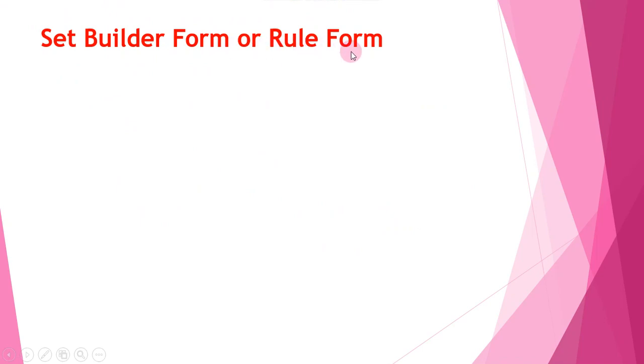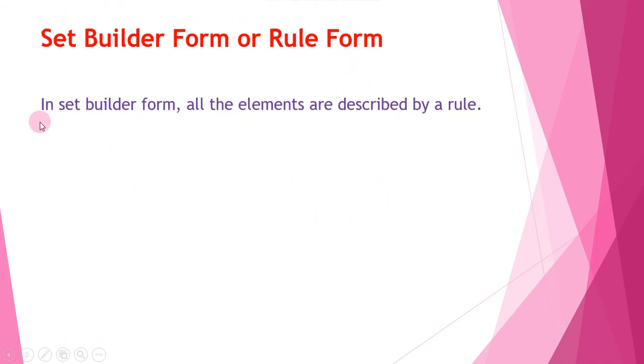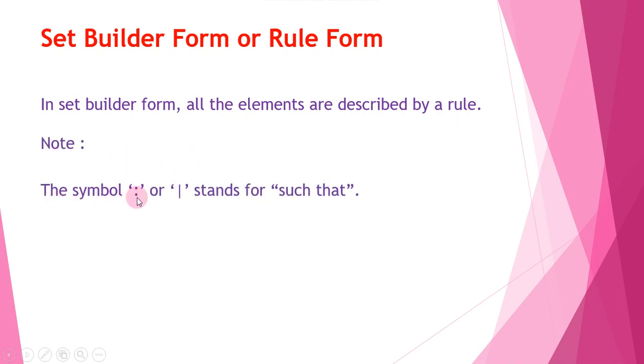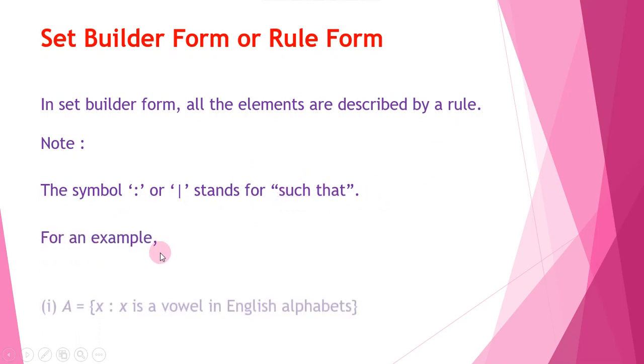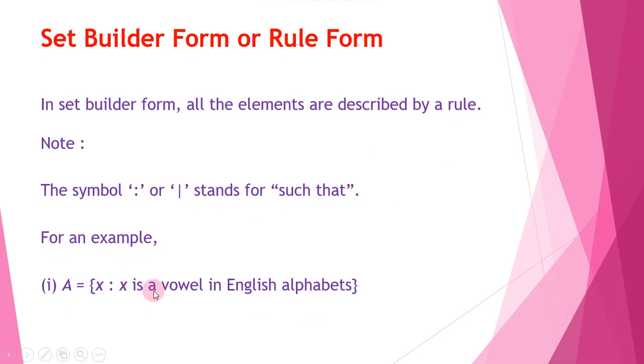Next, set builder form or rule form. In set builder form, all the elements are described by a rule. What is the meaning of rule here? Note, the symbol colon or slash stands for such that. So when you see the colon or slash, you must say such that. For an example, A equal to {x such that x is a vowel in English alphabets}. We should not say colon. x such that x is a vowel in English alphabets. Second one, x such that x is a whole number.